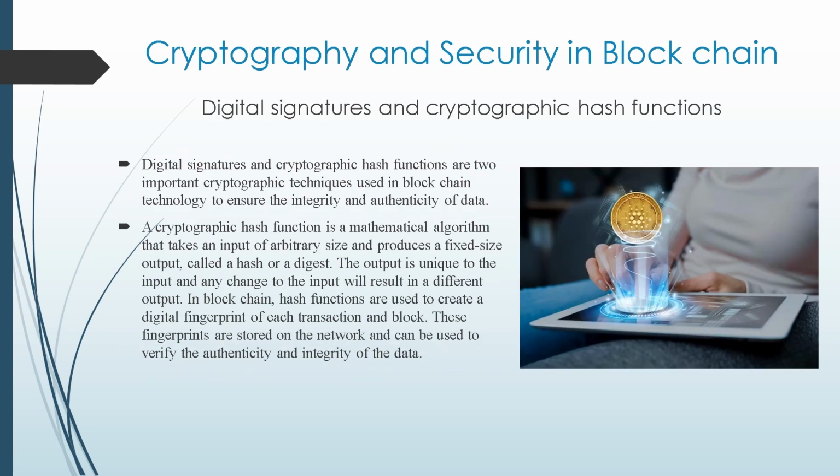Digital signatures and cryptographic hash functions are two important cryptographic techniques used in blockchain technology to ensure the integrity and authenticity of data. A cryptographic hash function is a mathematical algorithm that takes an input of arbitrary size and produces a fixed size output, called a hash or a digest. The output is unique to the input and any change to the input will result in a different output. In blockchain, hash functions are used to create a digital fingerprint of each transaction and block.